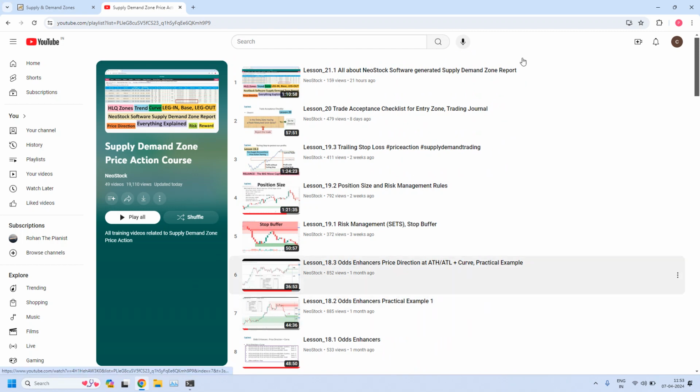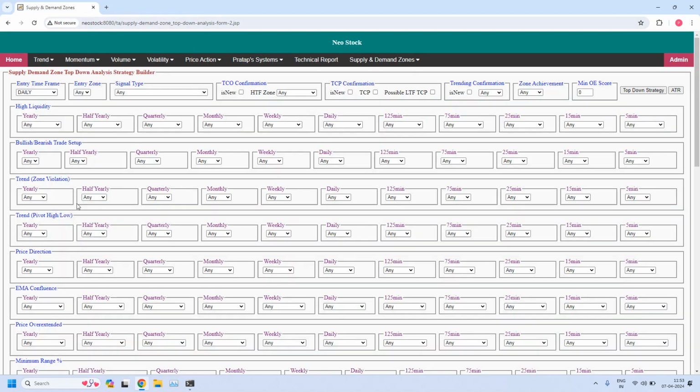Now let's get into the report generation with the help of NeoStock software, supply demand zone top-down analysis strategy builder. And the first report we will generate from the yearly time frame. Mostly you don't find the zones for the yearly time frame because most of the stocks are either away from the zones or closed inside yearly zones. But anyway, let us verify.